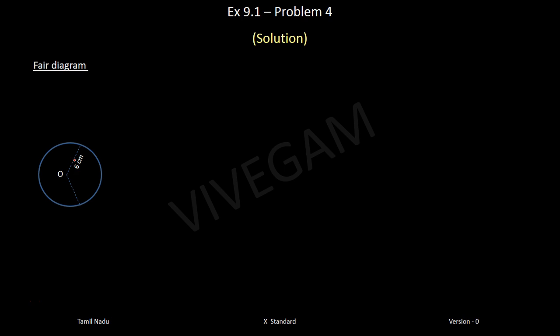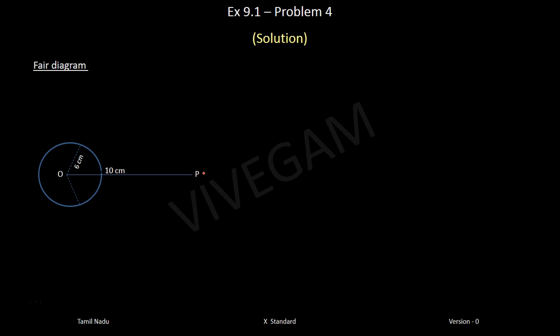Okay. Now, what is next? We'll have to mark a point P, which is at a distance of 10 centimeters from O. Using a scale, mark the point P, which is 10 centimeters. Join OP, and that is 10 centimeters away. Now, what's the next step?